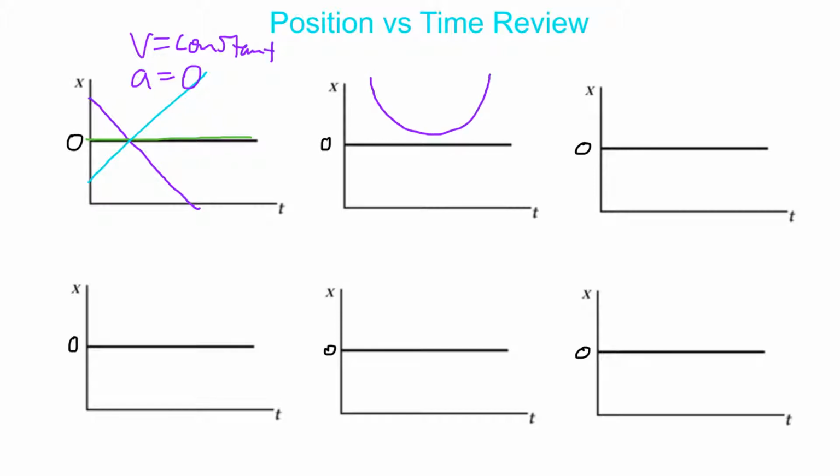What if on our position versus time graph we have some sort of an upward curve here? What can we say about the acceleration of the object in this graph? So we have here that the velocity, the slope of the parabola here, starts out with a negative velocity, as you can see with the line there.